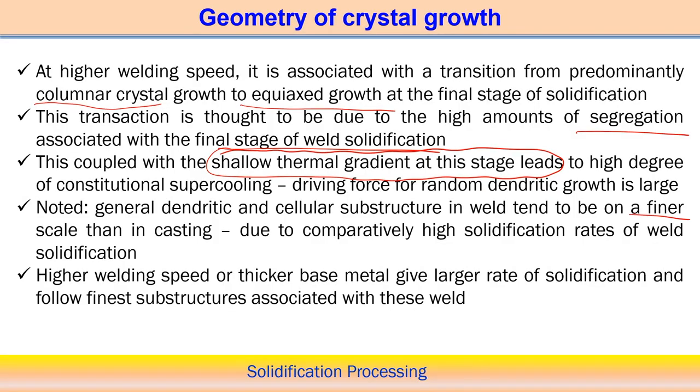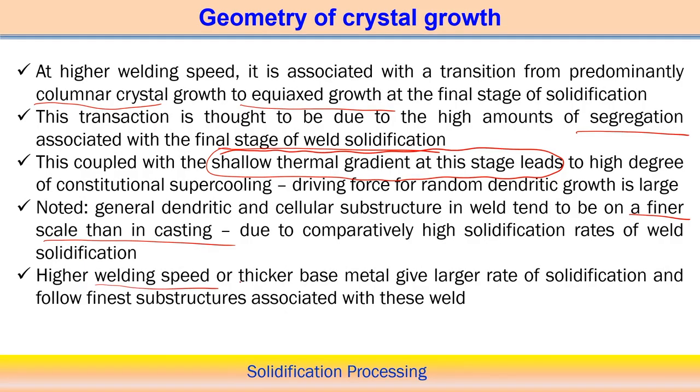So therefore, it is to be noted that the general dendritic and cellular substructure in the weld pool will be very fine. Whatever cellular or equiaxed dendritic structure is formed, the overall grain structure is usually finer in welding as compared to the casting process, because the cooling rate is much higher in welding. Comparatively, we can expect a high solidification rate during welding as compared to casting. Therefore, we observe this fine structure in welding as compared to the cast component.